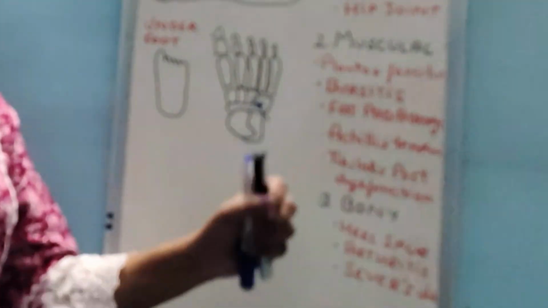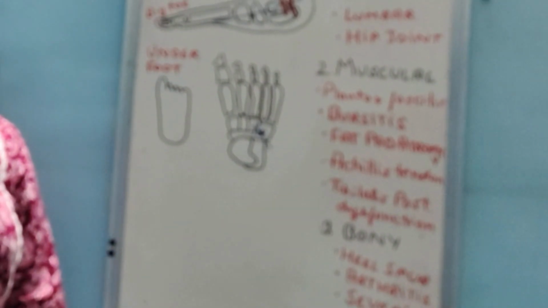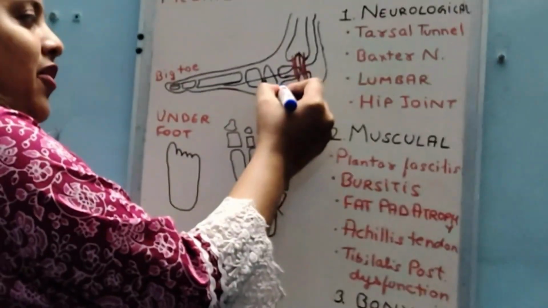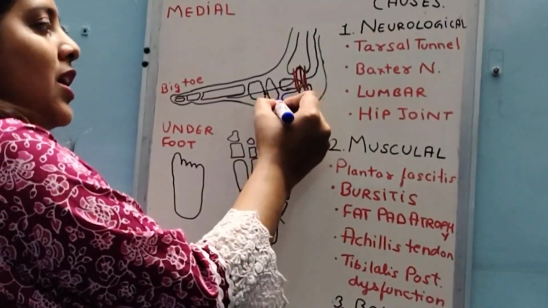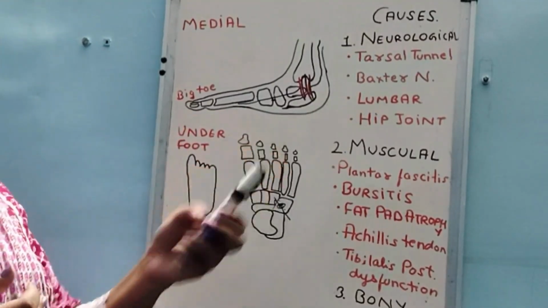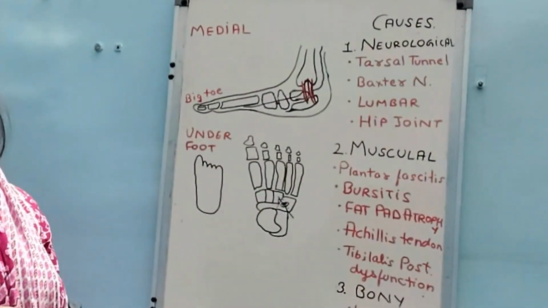Now we move on to the bony causes. The first cause is heel spur. As you might know, your heel can develop a bony growth, a spiky growth, over long-term use or long-term physical exertion of the foot, which may cause pain.